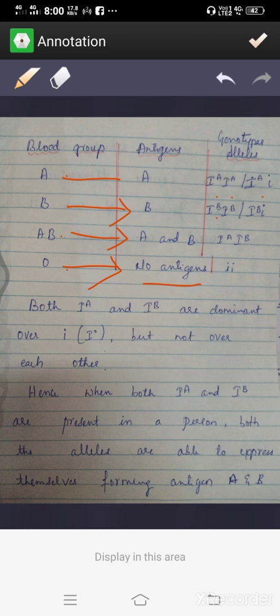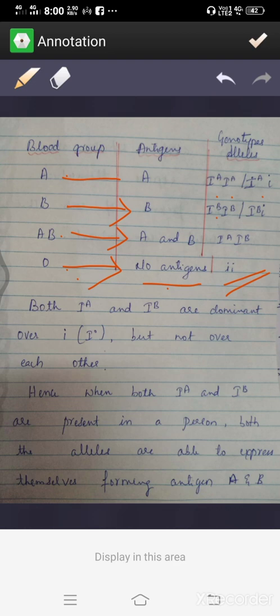This is the condition. The blood group AB has the genotype IAIB because it has both antigens, so we have to represent A and B here. And the blood group O doesn't have antigens, so it is a recessive condition where we write it as double i, that is recessive, small i.